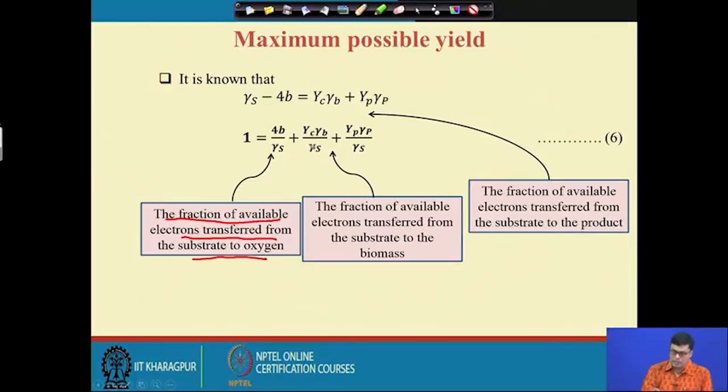And similarly, we consider the fraction of available electron transferred from substrate to biomass. This is biomass and this is product. So this is the fraction of electron that is transferred from substrate to biomass. So this is oxygen, this is substrate, this is product, this is how electrons are transferring. So, we have 3 different portions here.